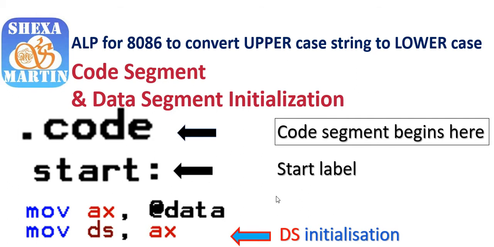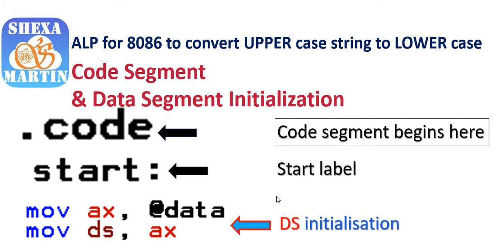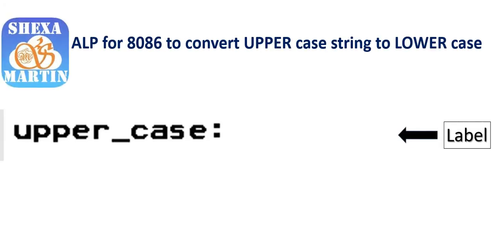So that's what we have in the code segment. But our code segment does not end there. We then proceed and write the following instructions. We now define another label called uppercase, and the code within this label is going to check whether we have reached the last character of our string.